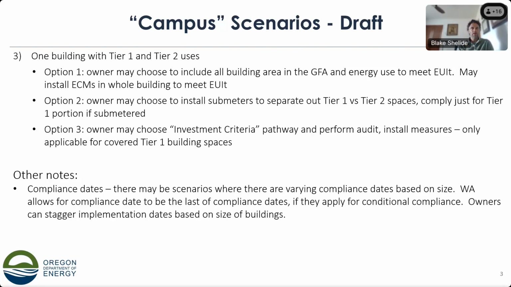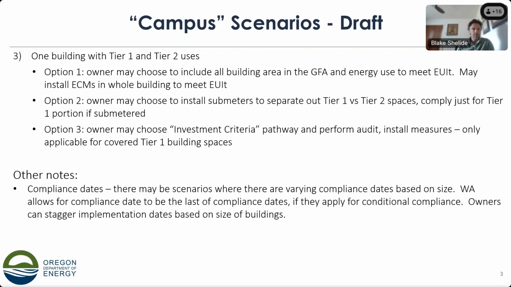You've got a scenario where you have maybe a building that has tier 2 multifamily and tier 1 covered space. In that scenario, it's similar, but the building owner might choose to include the entire building area in the gross floor area and the energy use to meet an EUI target, a weighted target for all the different uses within a building. They can install energy conservation measures in the whole building to meet that weighted target.